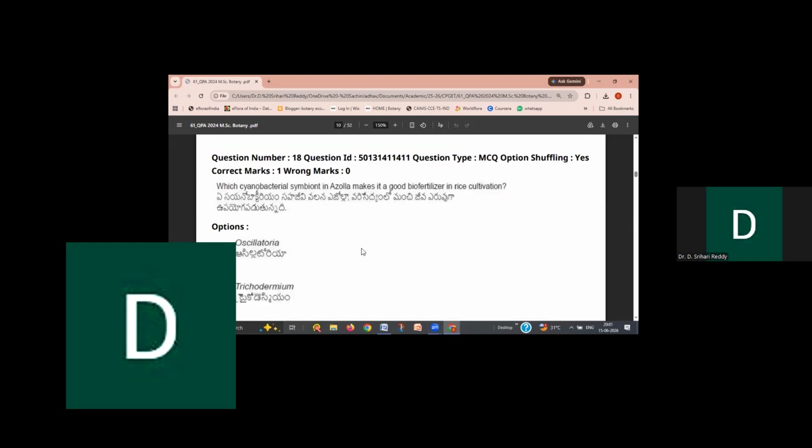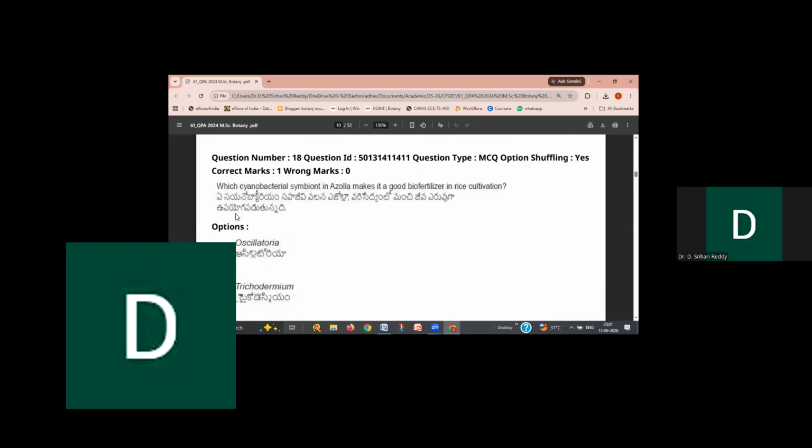The Anabaena which is present in the Azolla is called Anabaena azollae. That is the species of Anabaena. So there is a symbiotic relationship between the Anabaena and Azolla. So that is the right answer, not Oscillatoria, not Trichodesmium and Aulosira. These are the wrong options. So you should remember, Anabaena is the blue-green algae or cyanobacteria which forms a symbiotic relationship with Azolla.